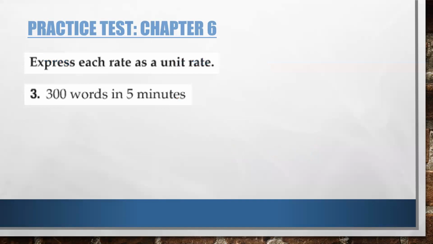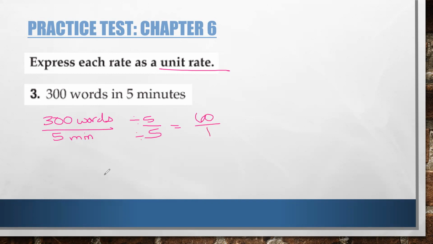All right, next problem. It says express each rate as a unit rate. Okay, remember this one, we have to have the denominator equal to 1. So we have 300 words in 5 minutes. So we want to know in 1 minute. So you divide by 5, right? 5 divided by 5 is 1. So 300 divided by 5 would be 60, and then 5 divided by 5 is 1. So our unit rate would be 60 words per minute. Okay, that's how we would write the unit rate.